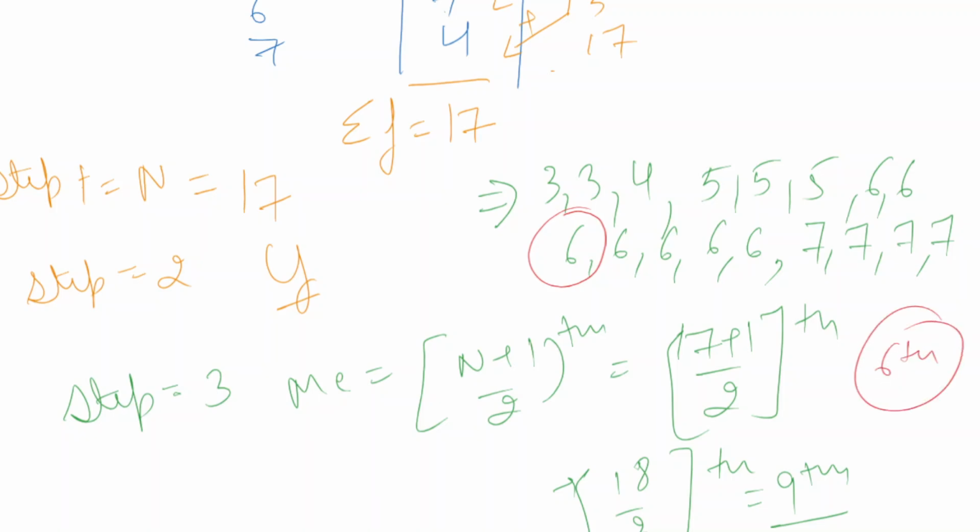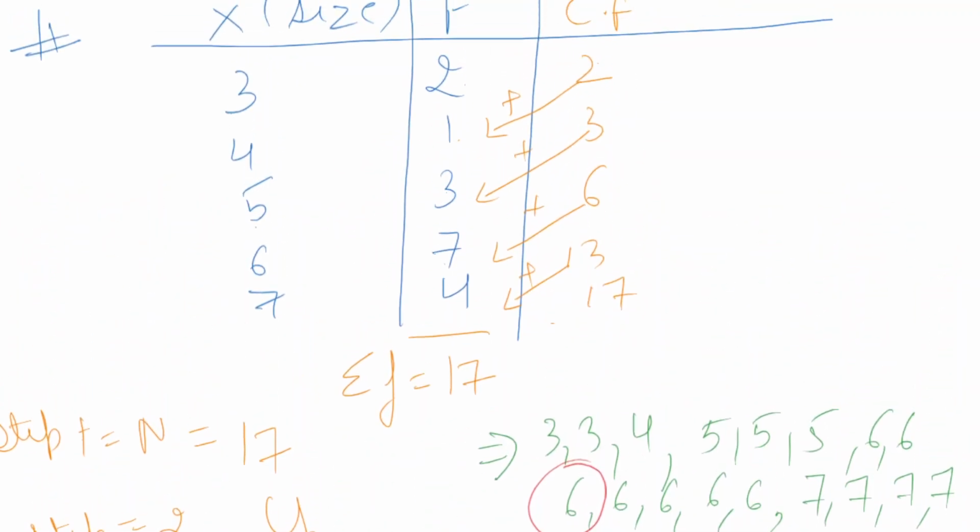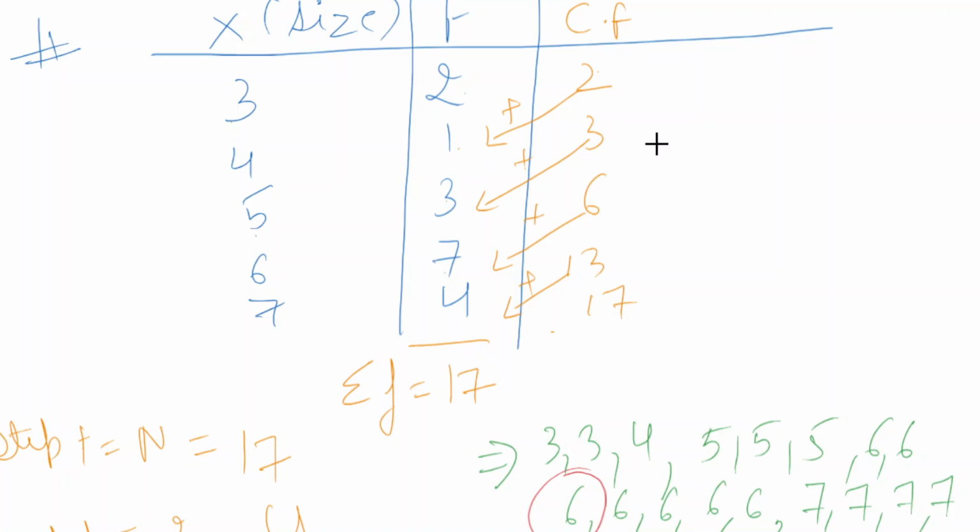If it had been an individual series, that would be it, but it is a discrete series, so how will you find it according to the CF? You have to find the ninth term, right? Here only 2 terms will come, here only 3 terms will come, here 6 terms will come, and in this particular group you will be getting the ninth term, right? So this is termed the median group.